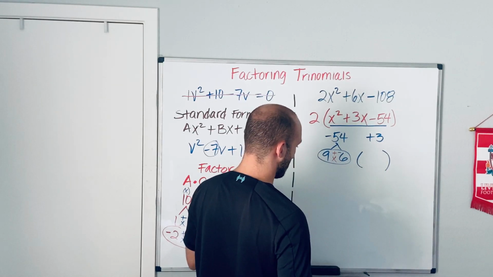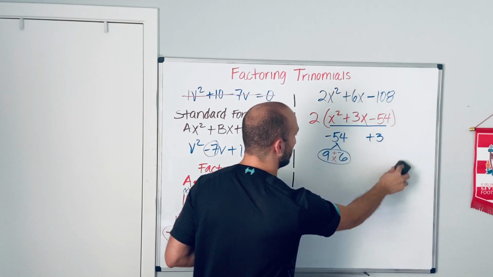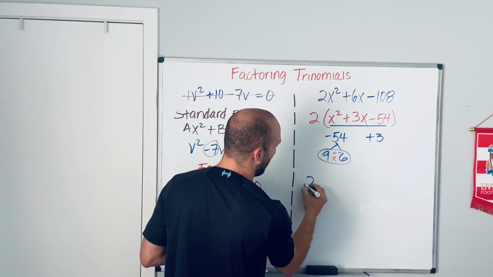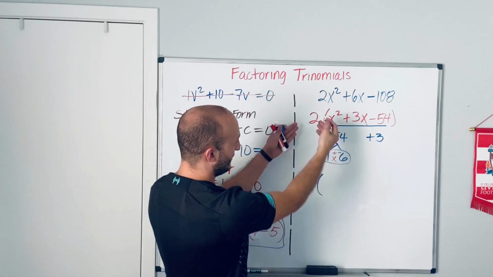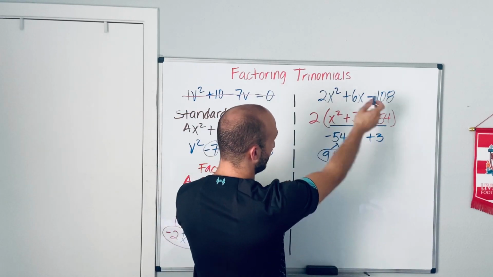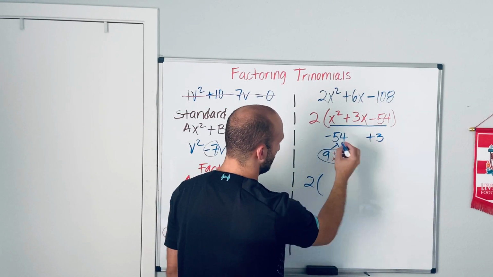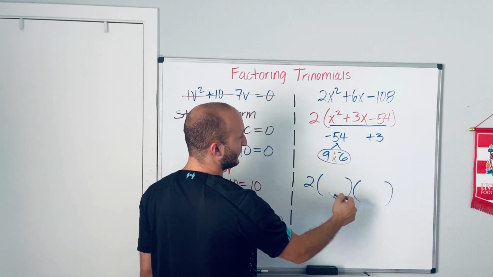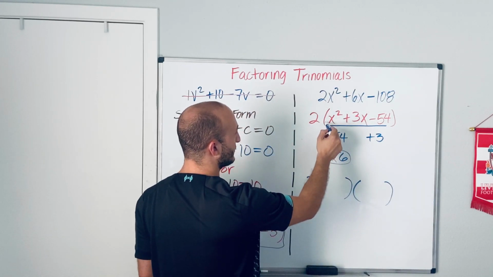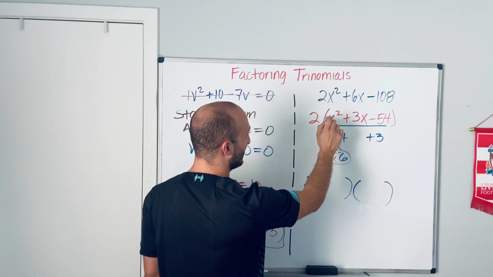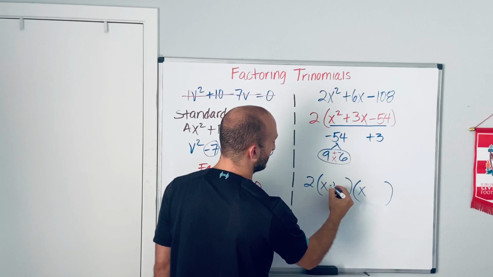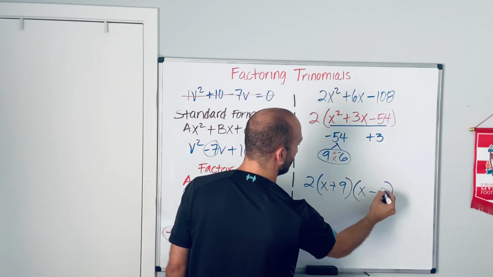Actually, I'm gonna bring it down here since I need more room. I have a 2 factored outside of the original equation. So let's remember, I can go directly into just the two parentheses since my leading coefficient inside is just 1. So x, positive 9, and a negative 6.